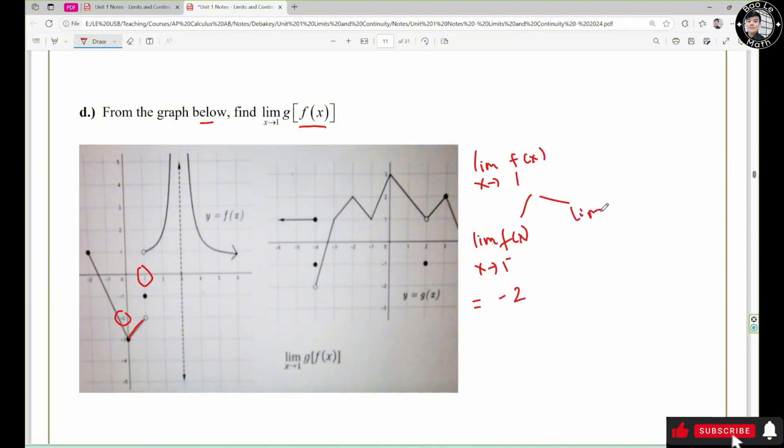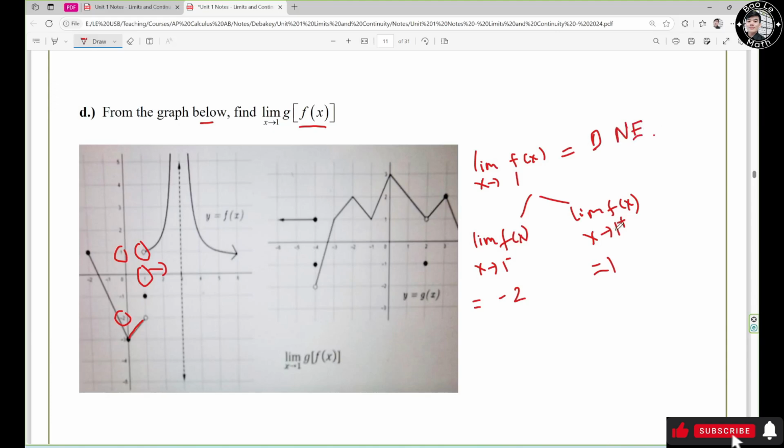Now, the limit of the function f of s when s approaches 1 plus, which means 1 to the right, is going to be right here, equals 1. Now observe that the limit of f(s) when s approaches 1 minus is not equal to the limit of f(s) when s approaches 1 plus. So the limit of f(s) when s approaches 1 does not exist.